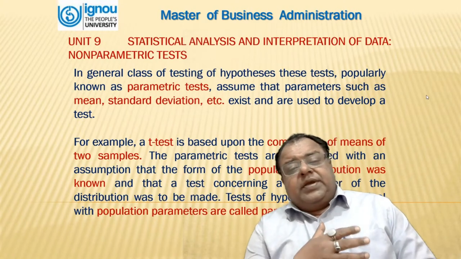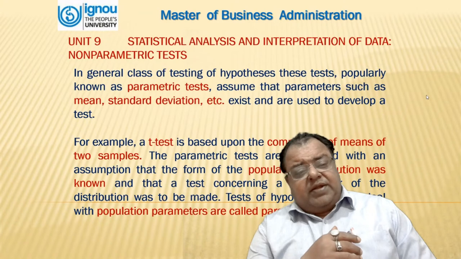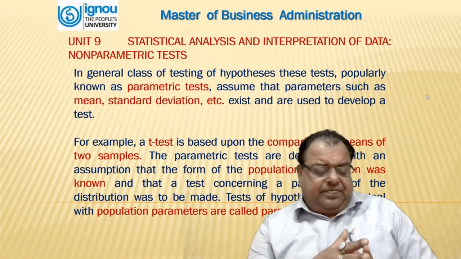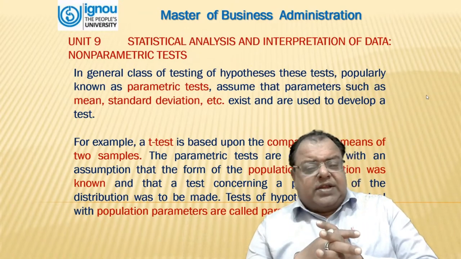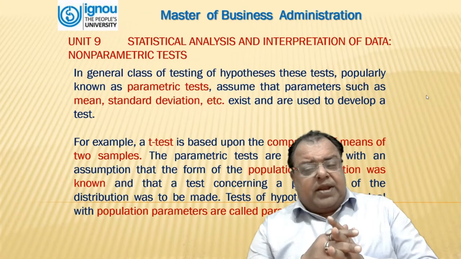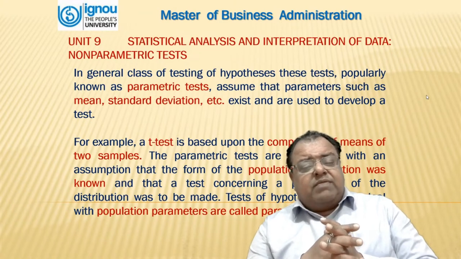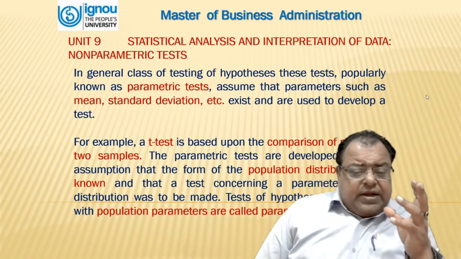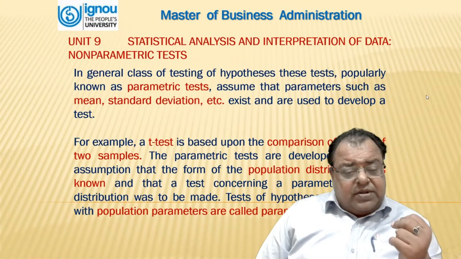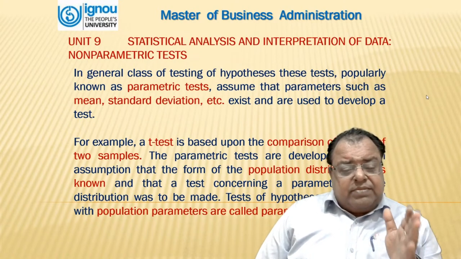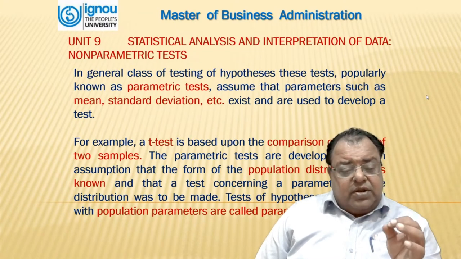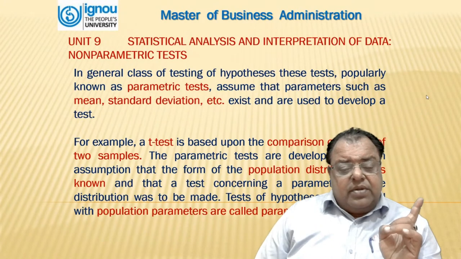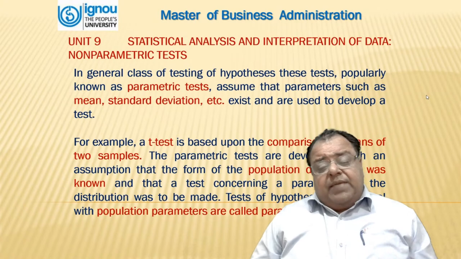Now, Unit 9, statistical analysis and interpretation of data. We will start with non-parametric tests. In the general class of testing hypotheses, the tests particularly known as parametric tests assume that parameters such as means and deviations exist and are used to develop a test. For example, a t-test is based on the comparison of the means of two samples. The parametric test was developed with an assumption that the form of the population distribution was known, and that a test concerning a particular parameter of the distribution was to be made.